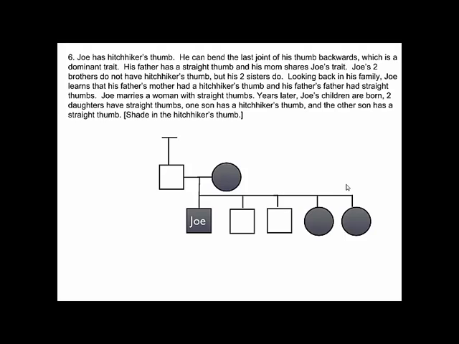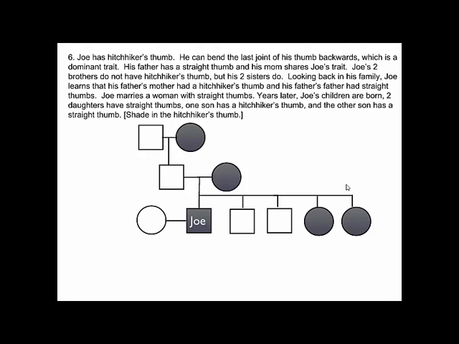Looking back on his family, his father's mother, so we're coming up from the father now. And you have to do the offspring line, this line coming down, and then the mating line across. His father's mother had hitchhiker's thumb, and his father's father did not. So this should go into his father. With the offspring, the parents should always go into whatever children they have.